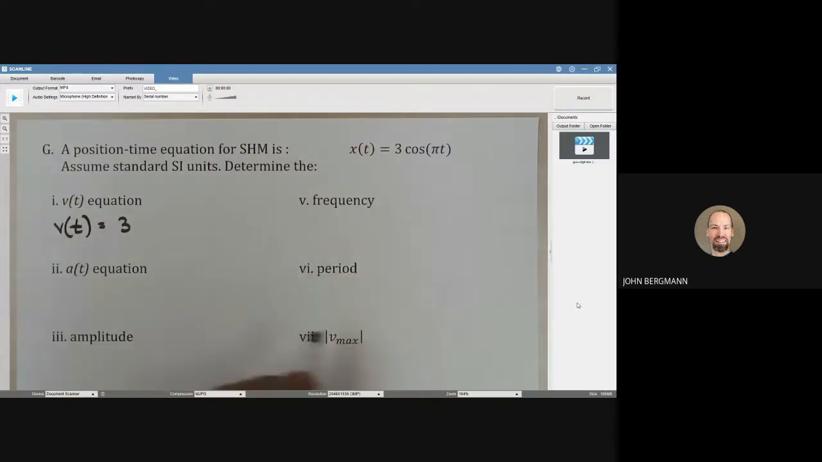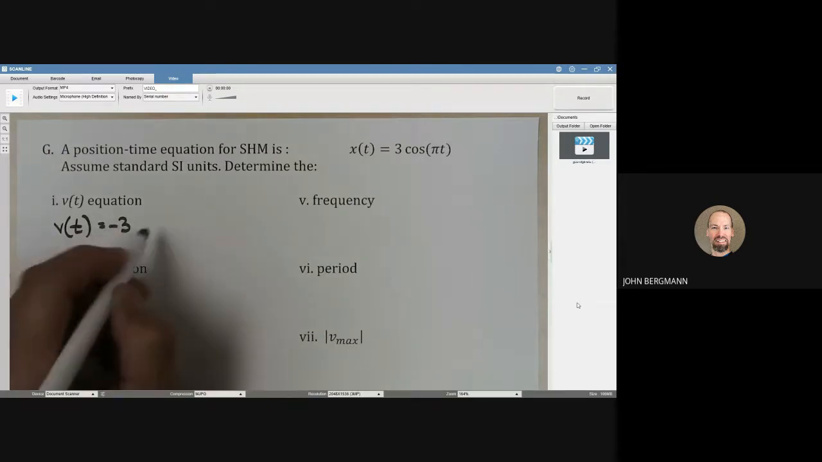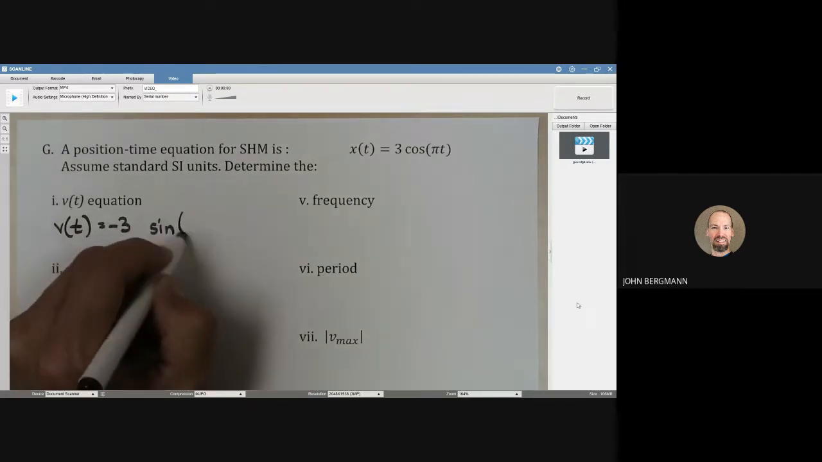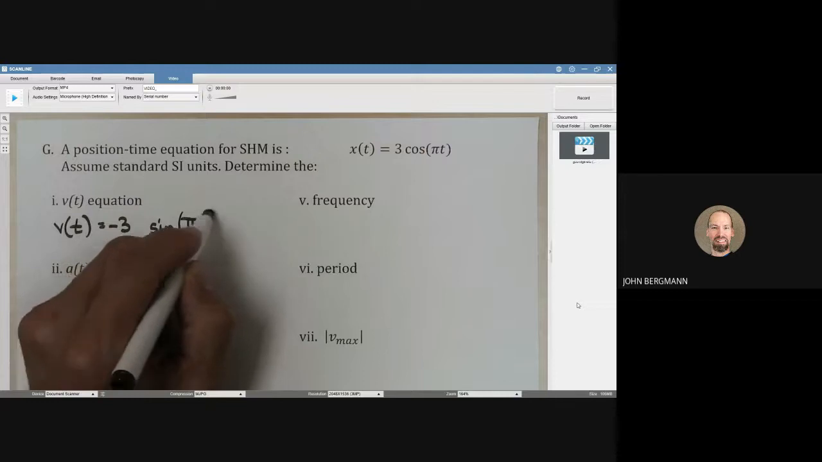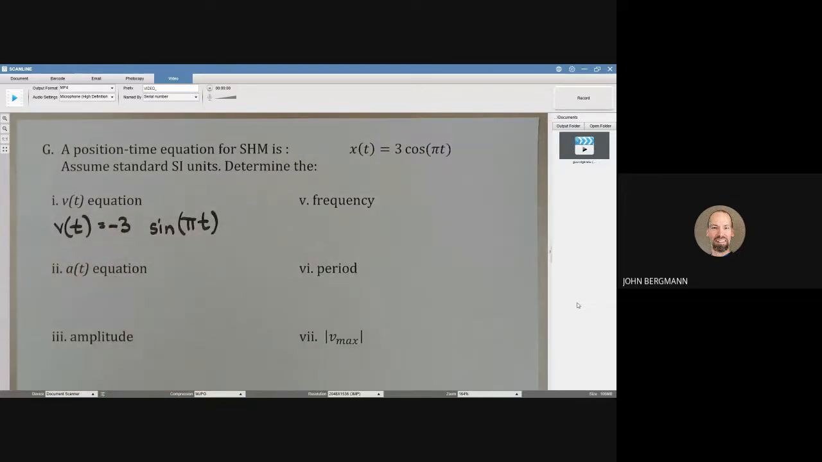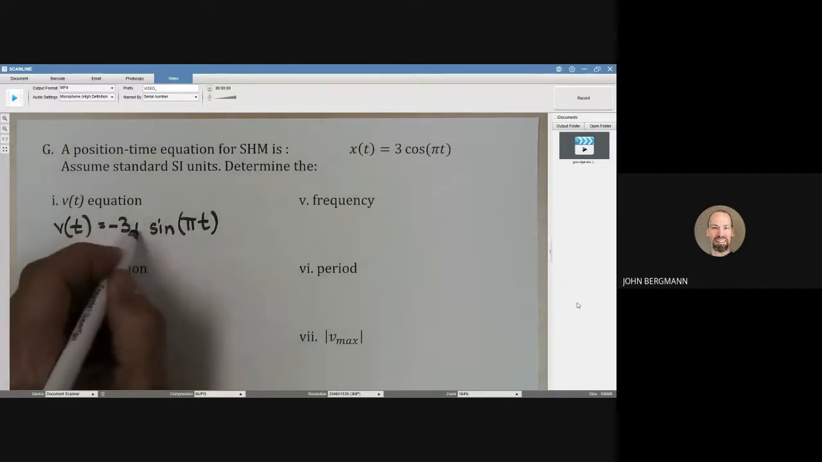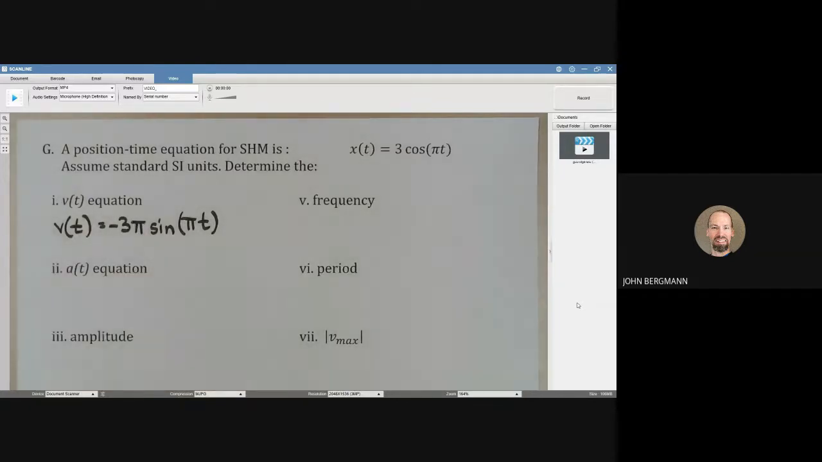The derivative of cosine is the opposite of the sine of that thing. And then we need to use the chain rule to take the time derivative of what's in here. So I think we need to put a pi out like that. What about the acceleration time equation? Well, now we need to differentiate again, don't we?